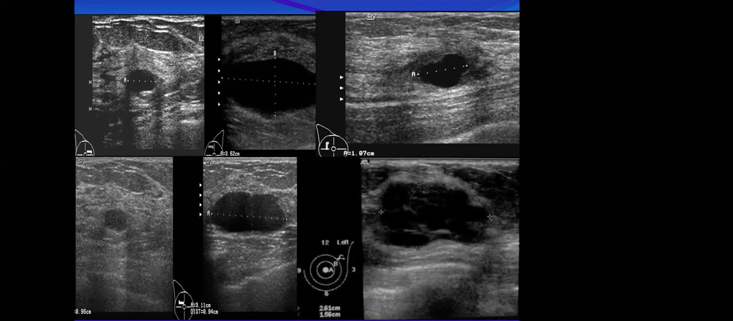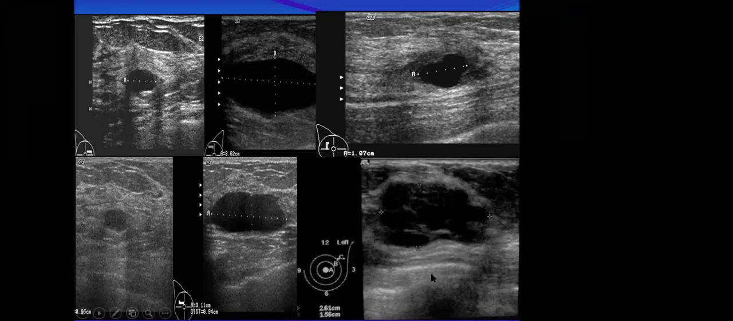Quickly, the time is over. This one is the one you are pointing at. What about this one? It is complex. It's not a simple cyst. So this is complex, so it should be BI-RADS 4. Yes, complex is BI-RADS 4. We said simple is BI-RADS 2, complicated is BI-RADS 3, and complex is BI-RADS 4.